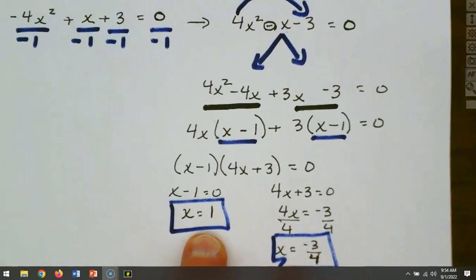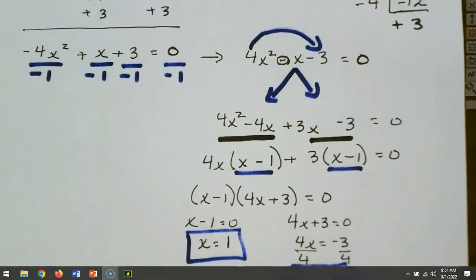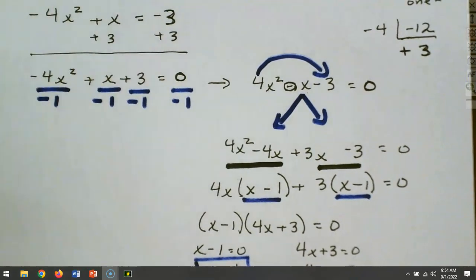And this is what we started with. So what did we do? First thing we did was set it to 0. So we moved that 3 over. There's the top of it, so we set that to 0. And we divided everything by a negative 1.